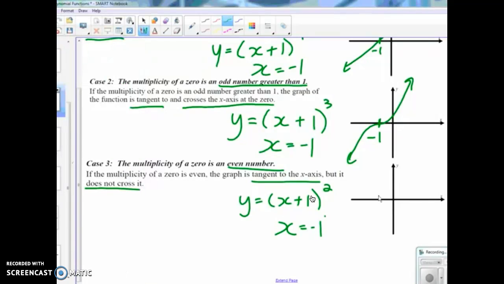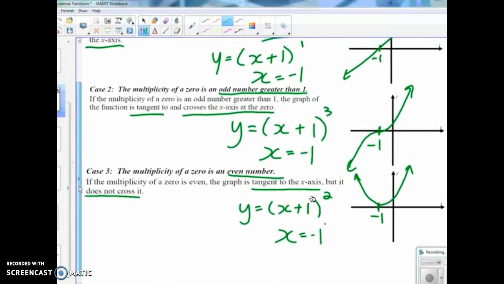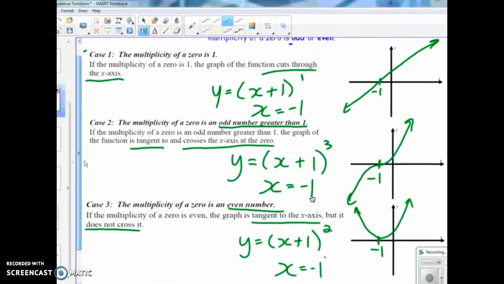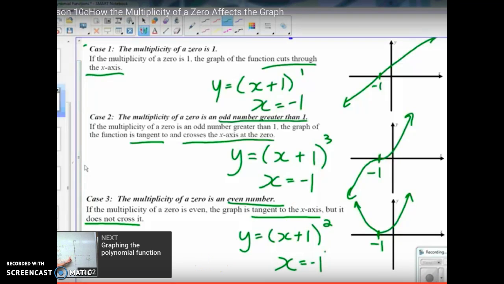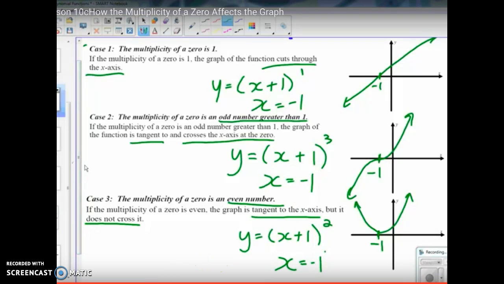So if I was to sketch this graph on the side here, here is my 0. The graph is a parabola that is tangent to the x-axis at that point, but it doesn't cross it. So please be aware of what the differences are between each of my multiplicities here, and that will actually help you sketch any type of graph there, knowing these 3 characteristics. So that is how you use the multiplicity to predict what happens at your x-intercepts.